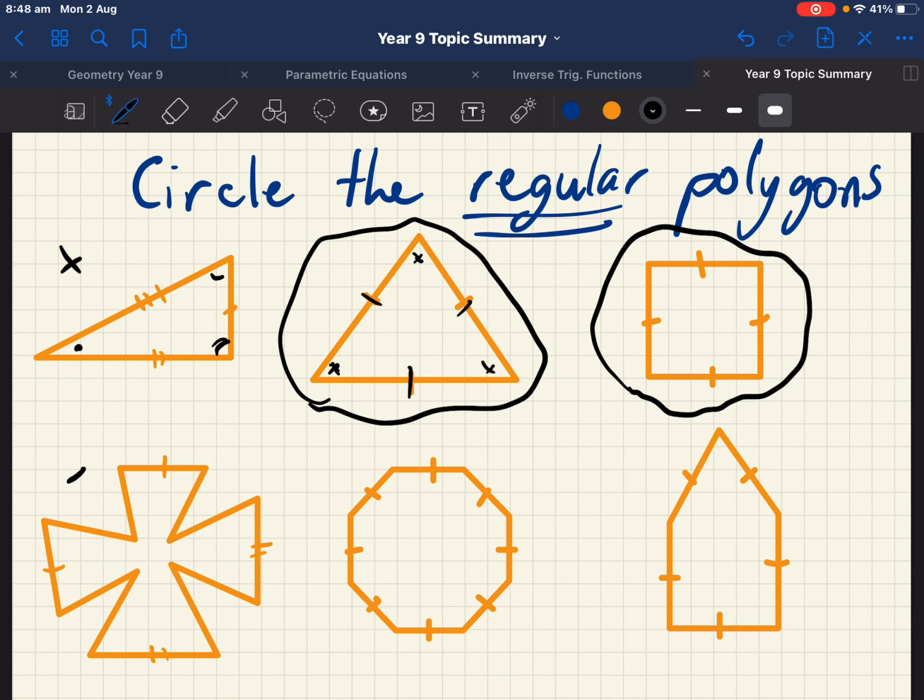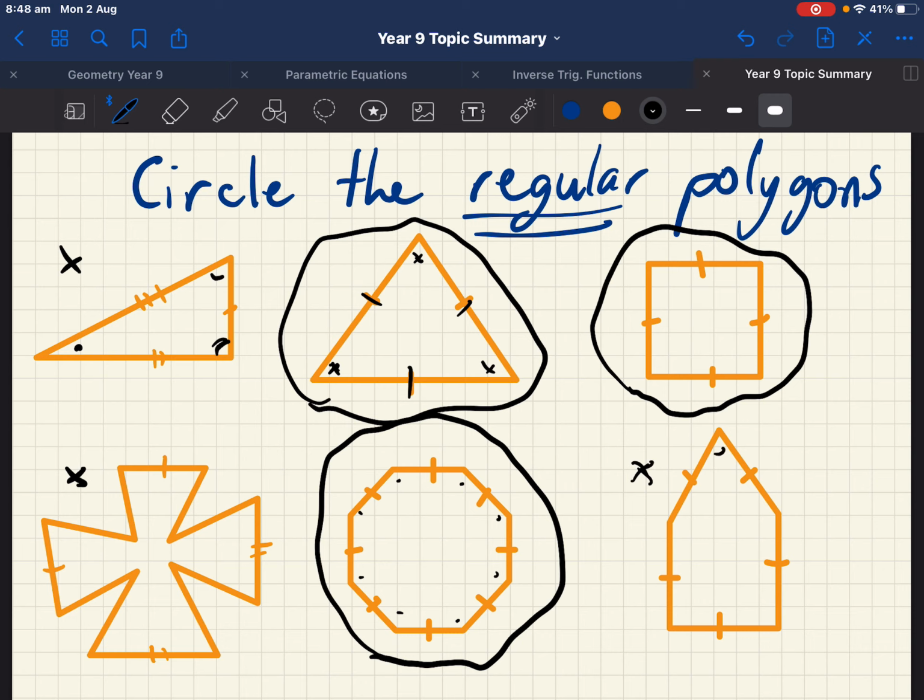This one down here definitely is not. Here we have ourselves a regular octagon, right? All the sides are equal, all the angles appear to be the same size, and this last one here fails. All the sides are equal length, but the angles are different. We've got a little angle up the top, bigger angles here, and in the middle we've got some really big angles. So the angles were different there, so it's not regular.